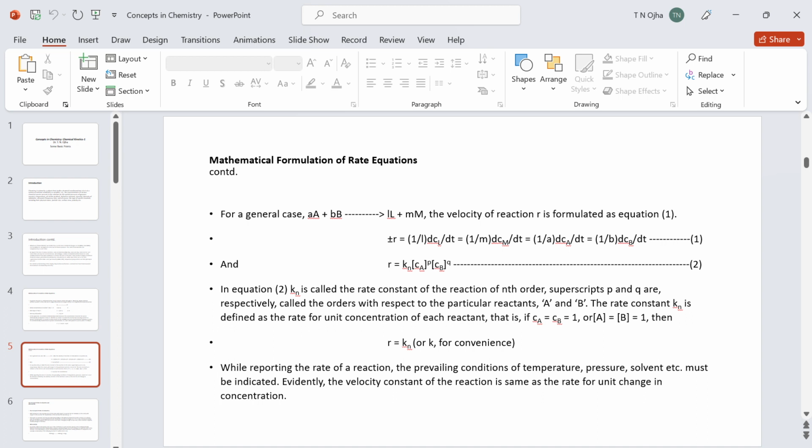Now regarding velocity constant Kn, suppose the concentration of both A and B in the above equation is unity, one mole per liter, then rate equal to Kn. It means Kn can be defined as the rate when all reactant concentrations involved in the rate equation are unity.